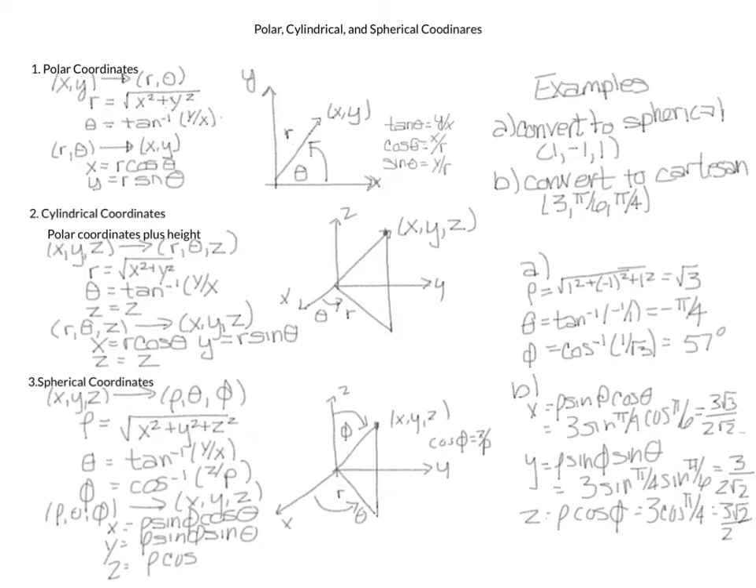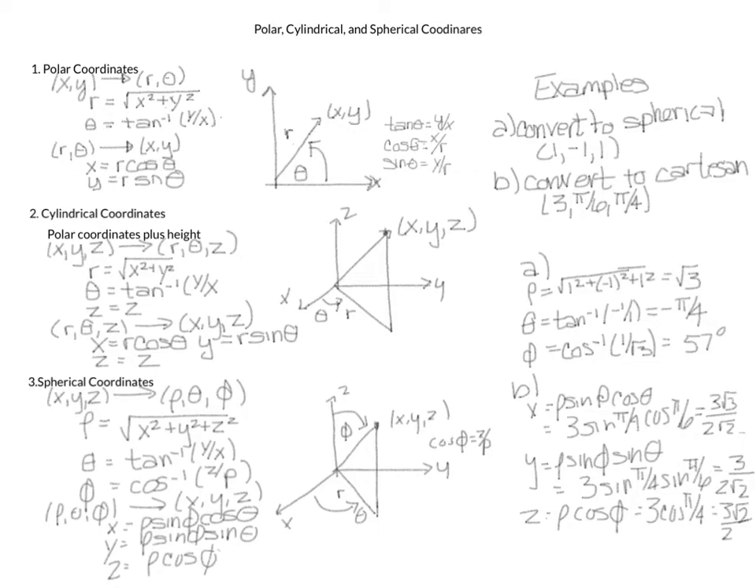Theta, we have the inverse tangent of y over x. So here's our y, here's our x, and the inverse tangent of -1 is -pi/4. And then for phi, we are going to have the inverse cosine of z over rho. So here we have z is our 1, and our rho is square root of 3. So our phi is approximately 57 degrees.